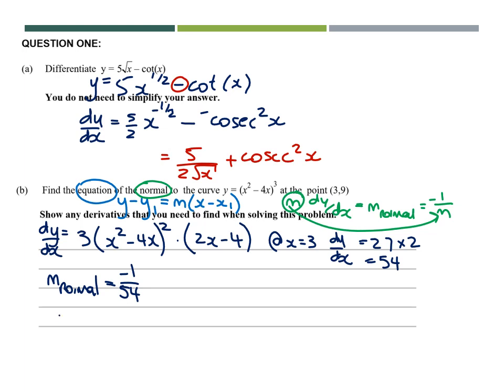And then so it's just y minus y1 equals m into x minus x1. Okay, and you expand it out and make it nice and pretty, and there's your answer. Happy with that? Questions with that?